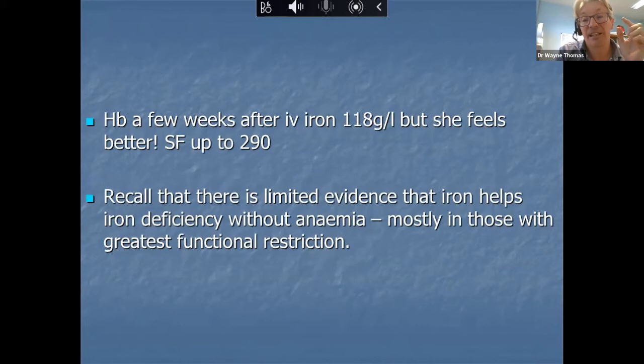The difficulty here is that there's not much of a change of her hemoglobin, but she feels better. The difficulty, particularly with iron deficiency without anemia, is that there's not an awful lot of evidence to say that people do significantly feel better. The ones who've got the worst performance scores do feel better. But if you feel a bit mildly not well with a normal hemoglobin with a slightly low iron store, the evidence isn't great. So, very difficult to justify giving intravenous iron.